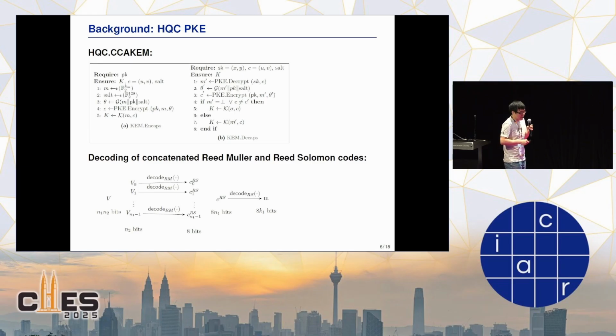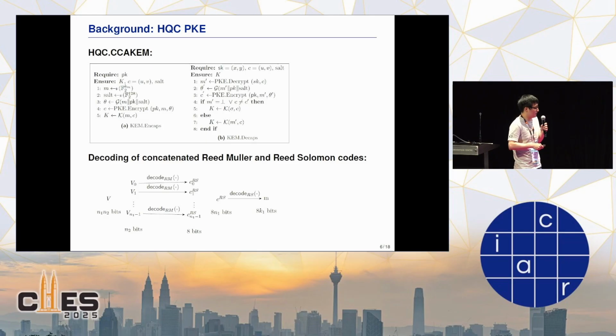HQC achieves IND-CCA security, like other PQC KEMs such as Kyber before, using a transform like this Fujisaki-Okamoto style. So the KEM looks like this. One important thing about HQC is that it uses a decoder of concatenated Reed-Muller and Reed-Solomon codes. So the decoding works like this.